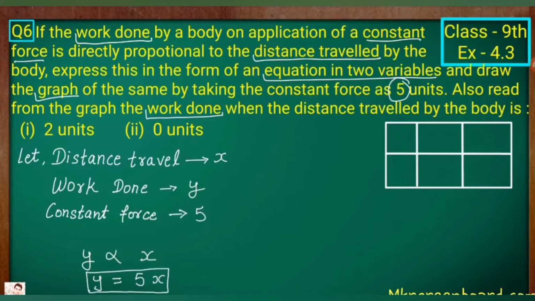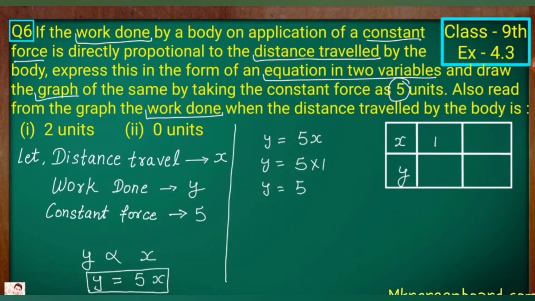This is our rule: while converting proportional to equal to, you have to mention the constant. That is the rule. So y equal to 5x is the equation which we found. Now let's find solutions of that equation. Let me give the value 1 to the variable x. Substitute that value in the equation y equal to 5x. y equal to 5 into 1, so y equal to 5. So our first solution is (1, 5).